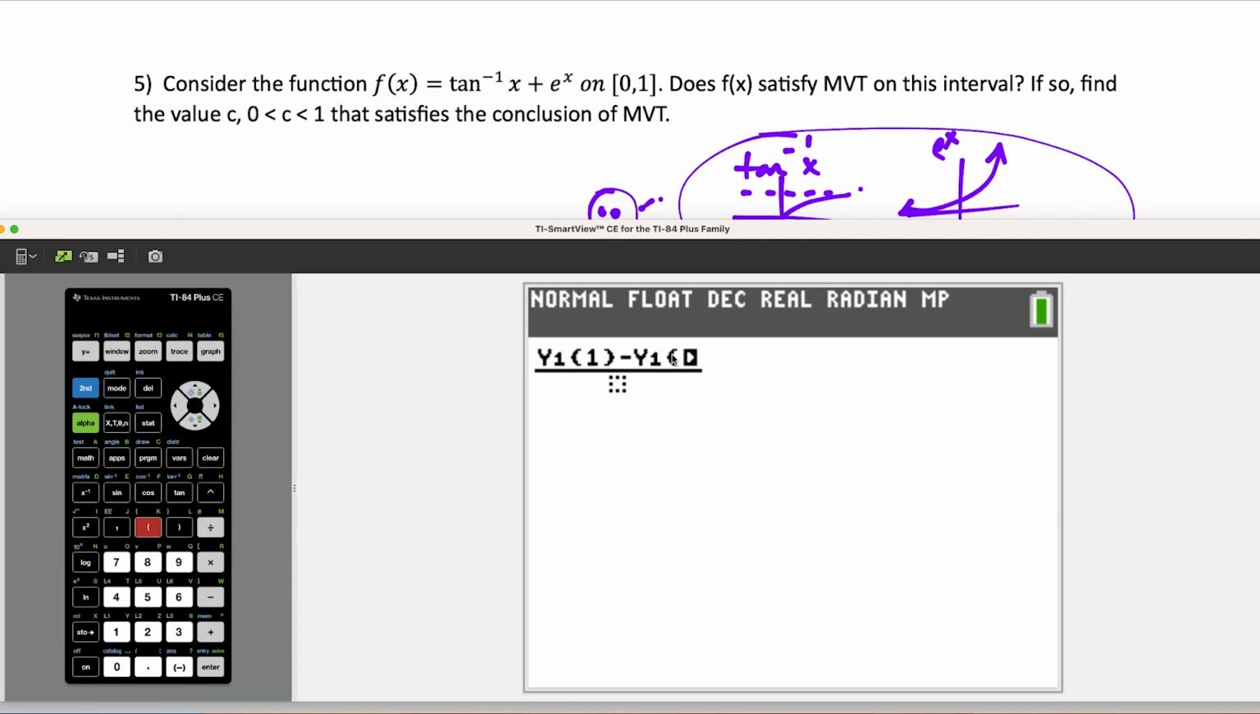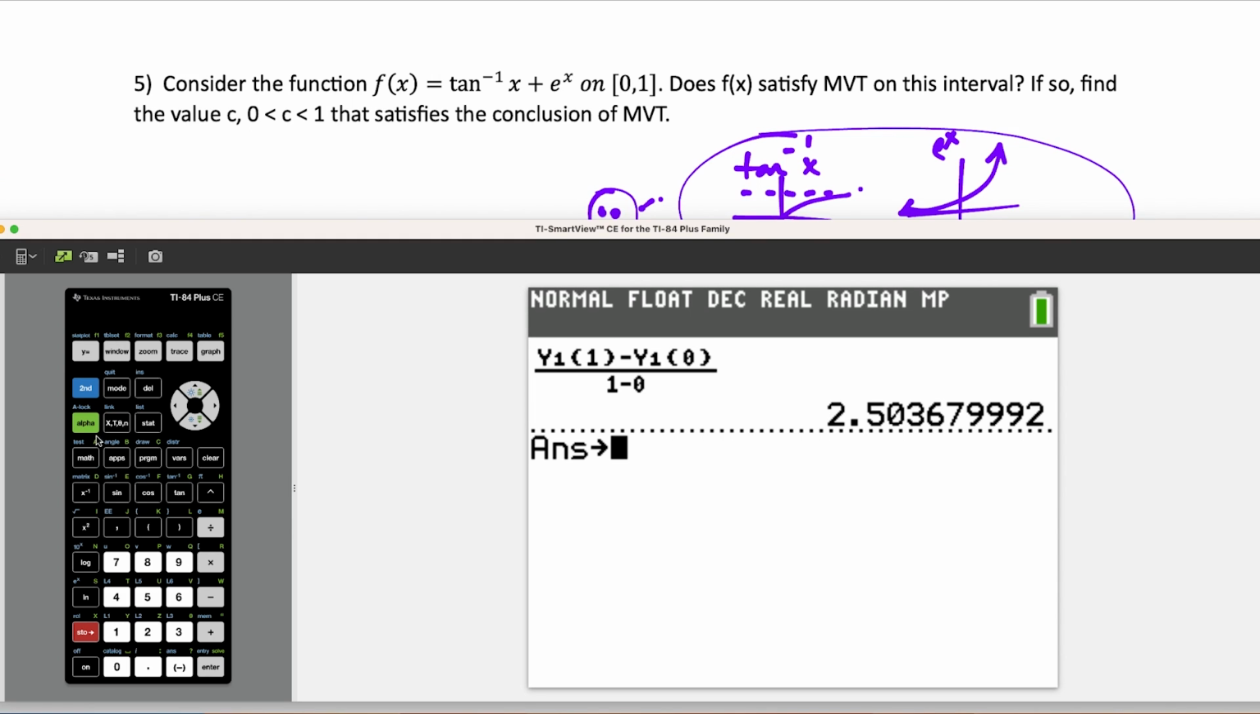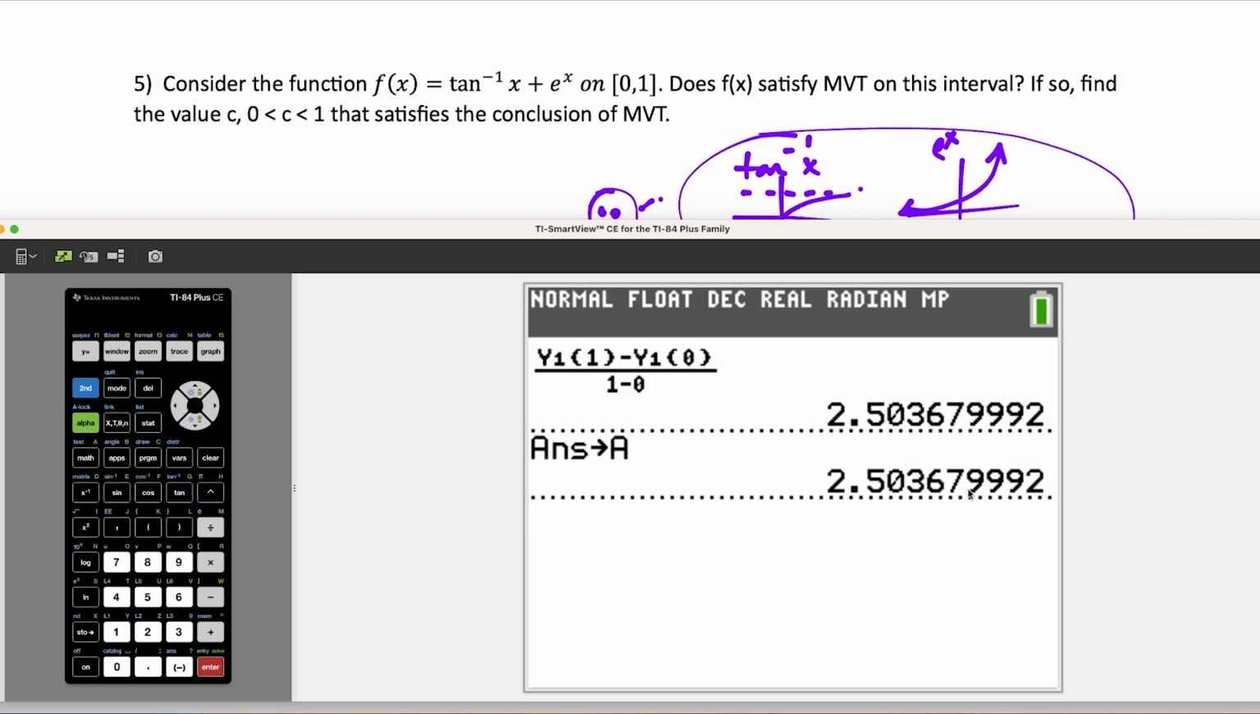So now we have f of 0, so I put parentheses 0 and then close the parentheses here. And then on the denominator, we're going to have 1 minus 0. So we have f of 1 minus f of 0 over 1 minus 0. We press enter, and this is our average rate of change of f of x from 0 to 1. So now I'm going to store this as the letter a, and we'll just say a is for average. So now every time I write a, that number is going to show up.